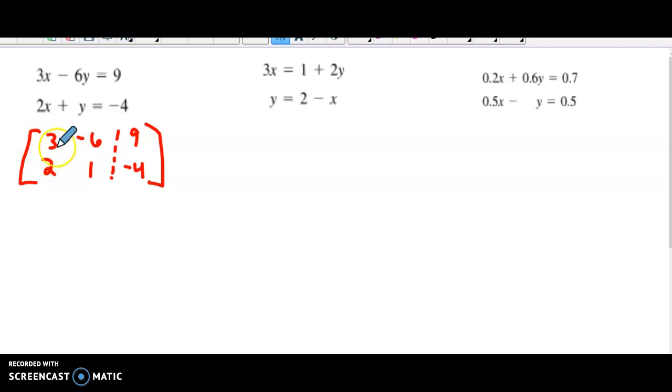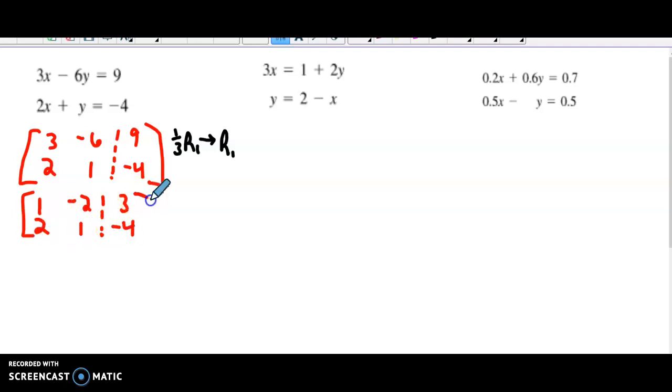We want to get this to be a 1. Well, the only way I can get this to be a 1 would be to multiply 1/3 times row 1, and that will be my new row 1. So I'm going to multiply everything in row 1 by 1/3, and that's my new row 1. I didn't do anything to row 2, so that stays the same. That's why you jot these things down, so that when I look at this matrix, I'm like, wait, how'd I get there? Oh, I multiplied 1/3 times row 1, and that's my new row 1.